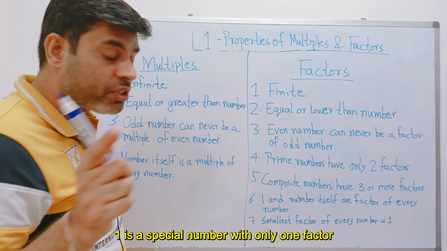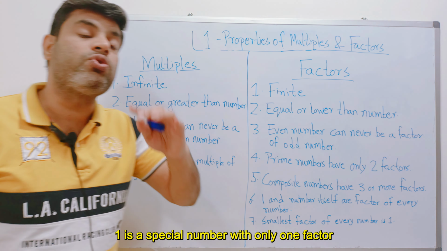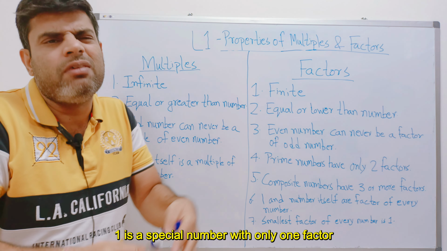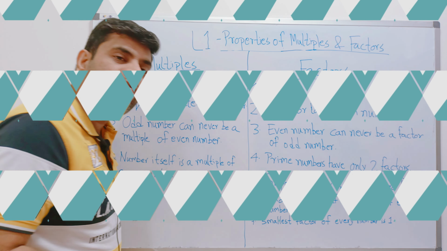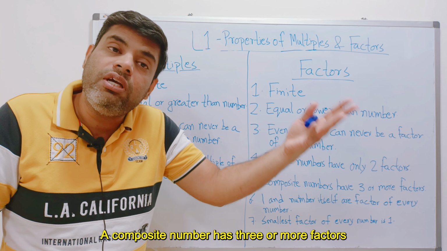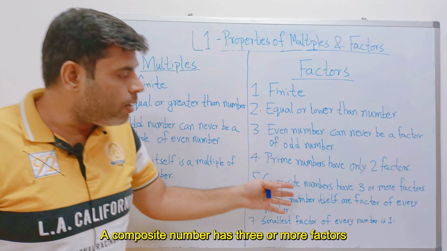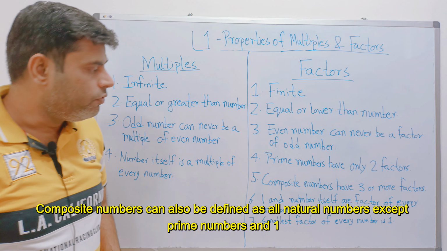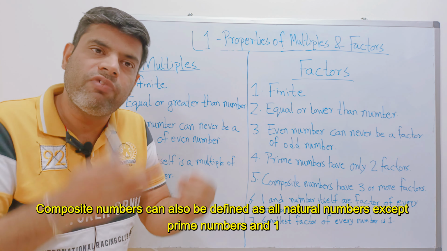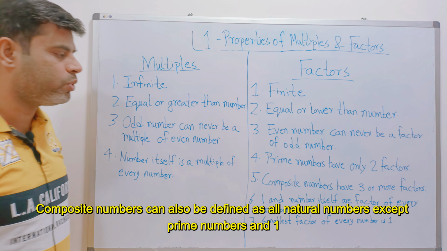Remember, 1 is a special number. It has only one factor, so it is not considered as a prime number. We call it a special number. Then comes the composite number, a number which has 3 or more than 3 factors. So composite is all except prime numbers and except 1, of course. For example, 4, it has factors 4, 2 and 1, 3 factors, right? So that would be a composite number.